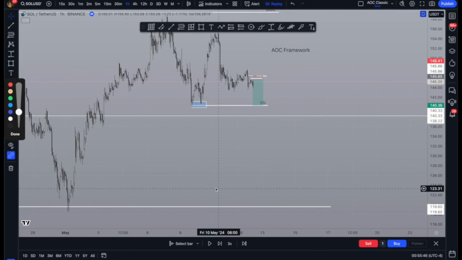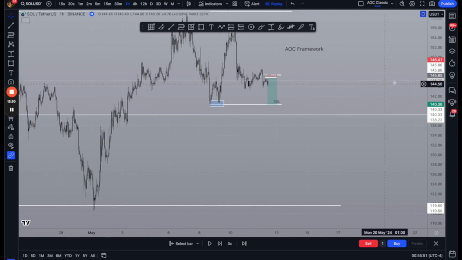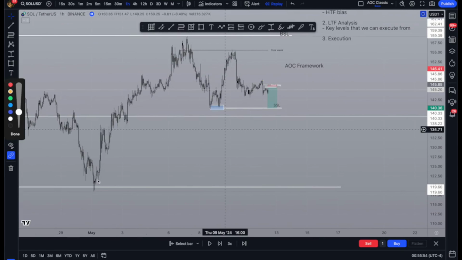Just understand that in order for the markets to go up, you need fuel. Where do you get fuel? By stopping out other traders on the way up. Now, if you're on the way up, where are traders placing their stop losses? Most likely below swing lows, right? That's why this is called sell side liquidity. In order to go up, you need sell side liquidity to be taken out, and then in order for the market to come down, you need buy side to be taken out.